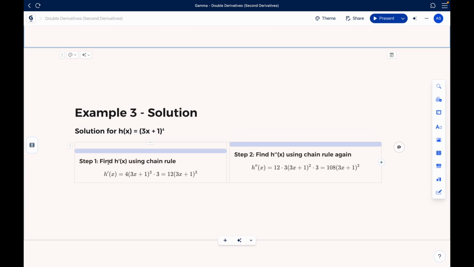And over here, it says find h dash of x using the chain rule, which is what we did. Then we find the second derivative again using the chain rule. So it starts to get more complicated when we start using the chain rule, because it'll just be more algebra. Technically, it's not more complicated, but it's just more algebra and more places to make mistakes.